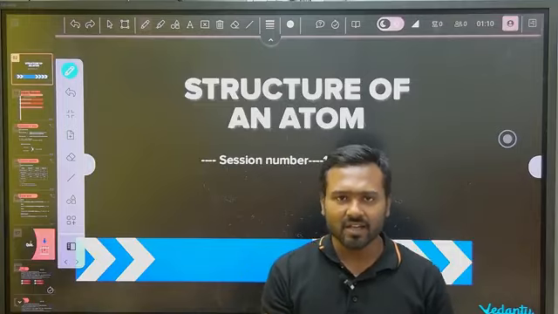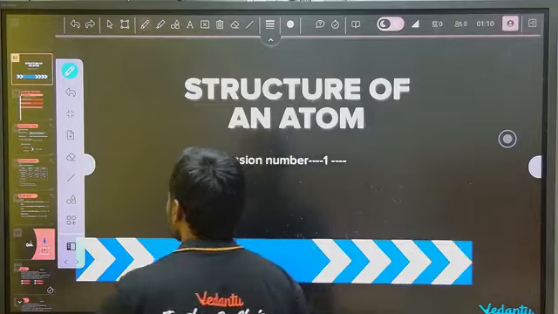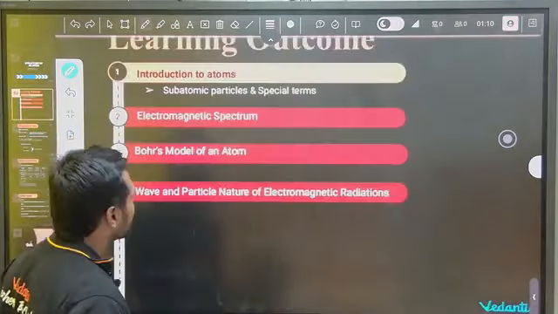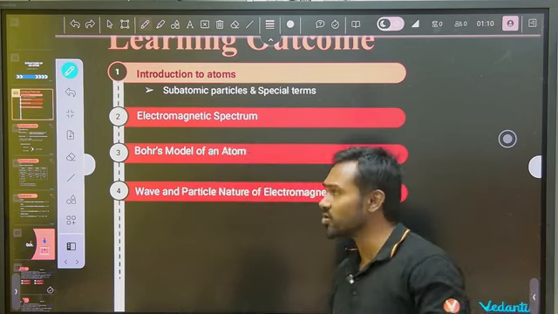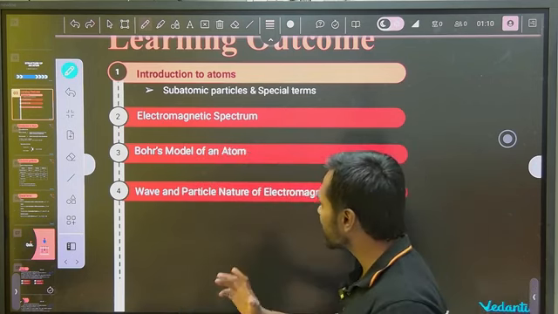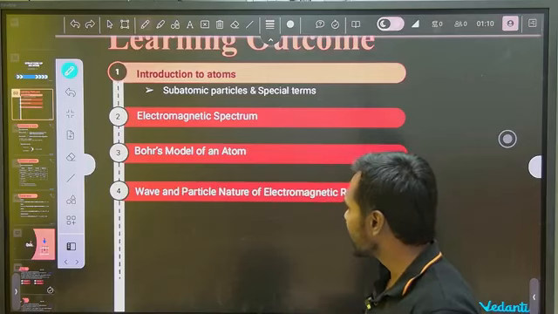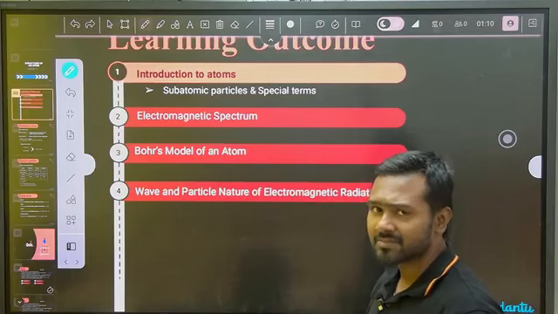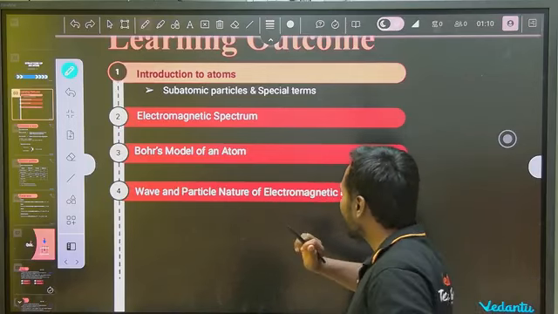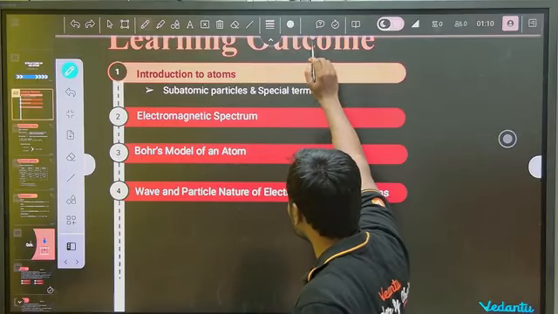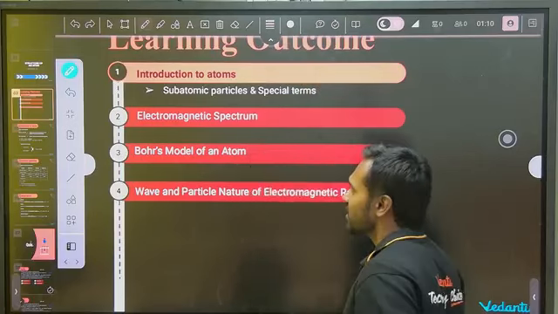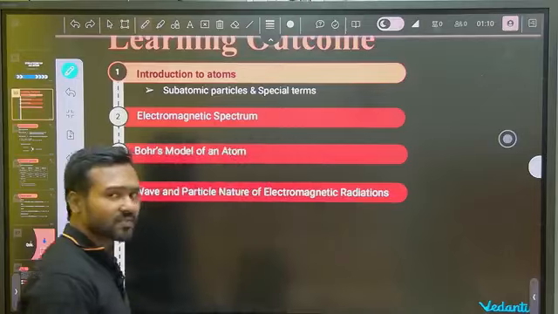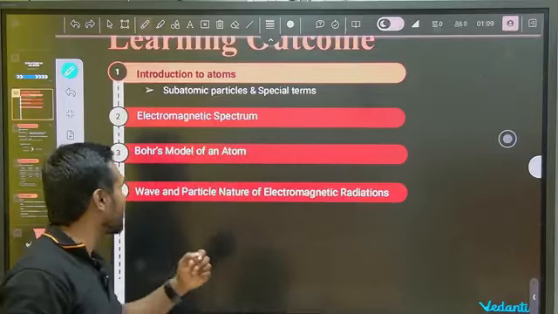So let's start the atomic structure. We will see it in this order in today's class. First, introduction to the atoms, then the electromagnetic spectrum, then Bohr's model of the atom, and then wave and particle nature, that is the de Broglie concept. We'll discuss one by one in a sequence.